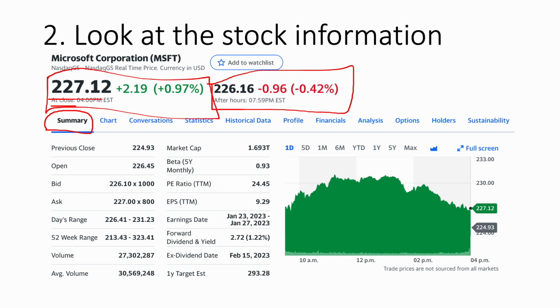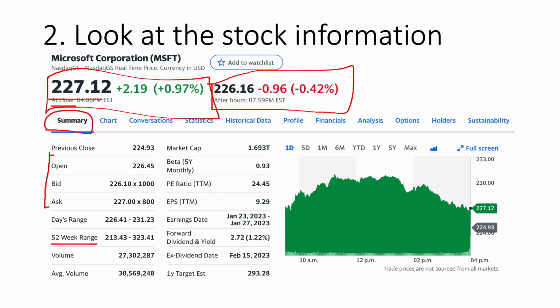We can skip previous close, open, bid, and ask. These aren't really useful for long-term investments. The day's range as well, that's not really that important. However, the 52-week range is important. It's basically saying over the past year, what was the minimum and maximum price of the stock. So it's a good way to see how the stock performed over a year.